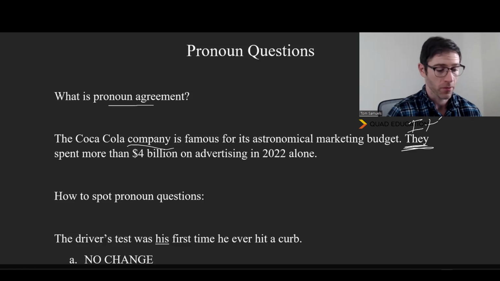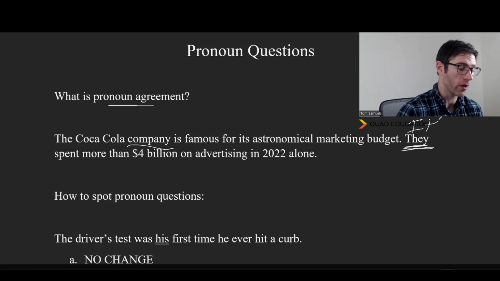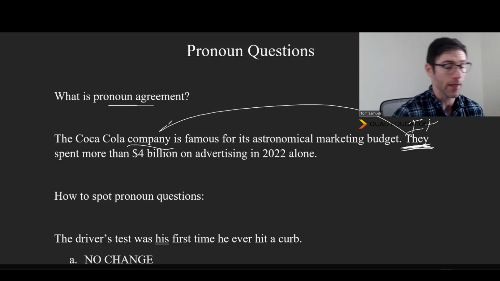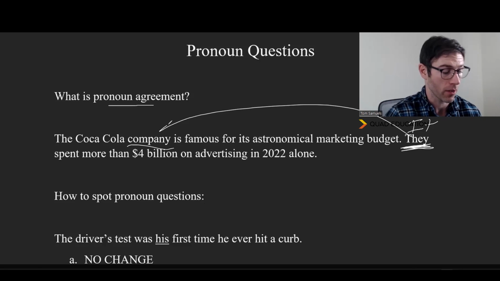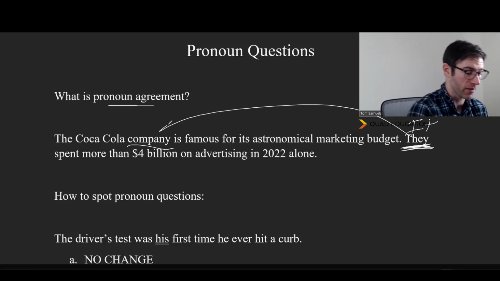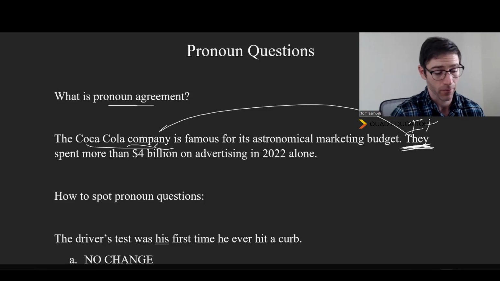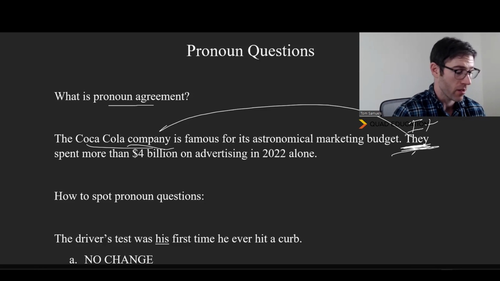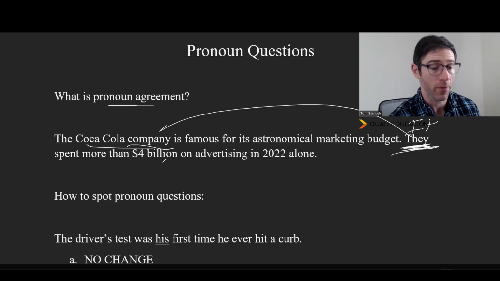So when we have this sort of baseline pronoun agreement question, what we'll need to do is match the pronoun with its antecedent in the plurality, which is to say singular versus plural of that antecedent. So if the antecedent is singular, then the pronoun needs to be singular, which is the case here. And if it were the Coca-Cola and Pepsi companies, it would be they, because that would be plural companies.